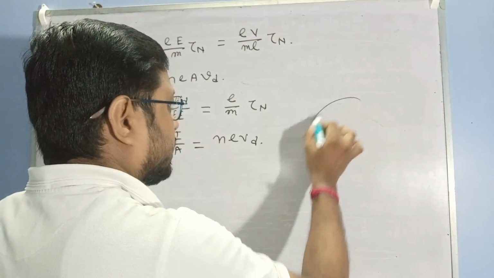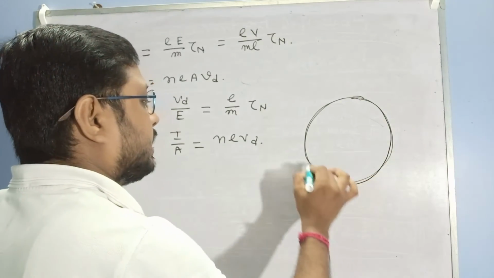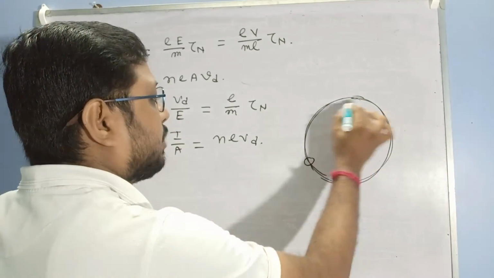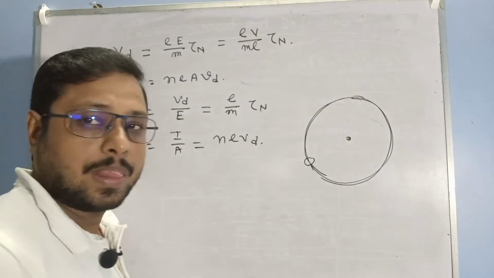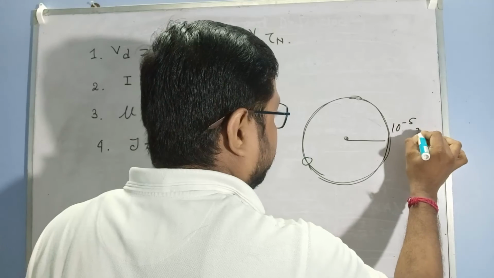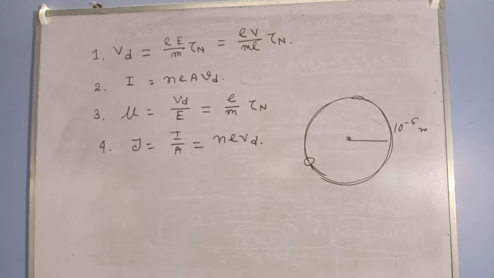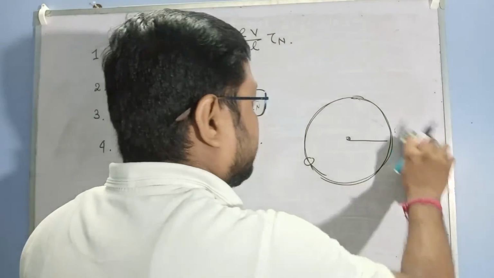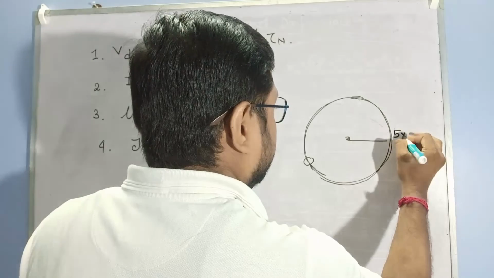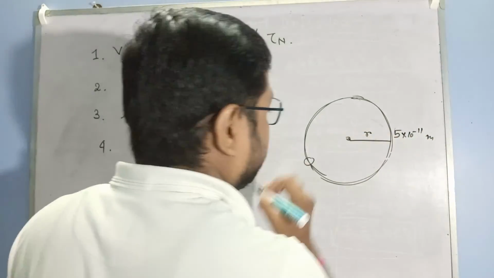Suppose in a hydrogen atom, an electron is revolving around the nucleus. The radius of the atom is of the order of 5 into 10 to the power minus 11 meter. The radius of the hydrogen atom.